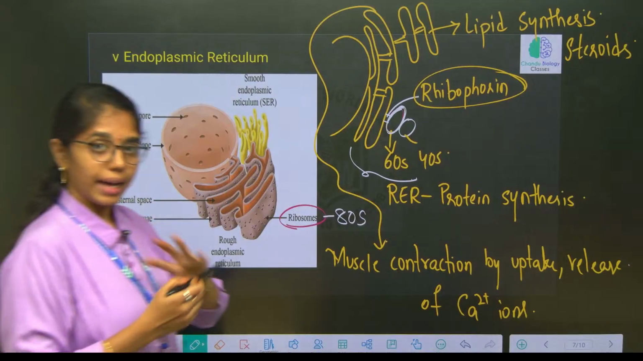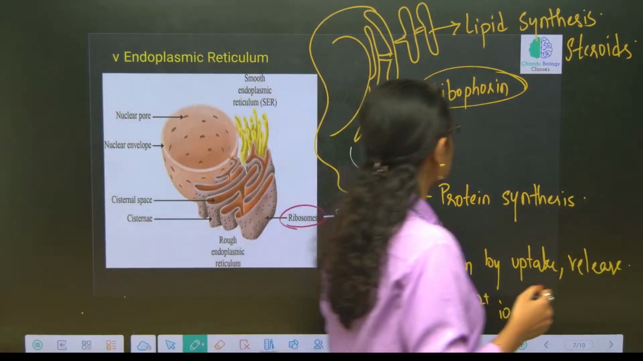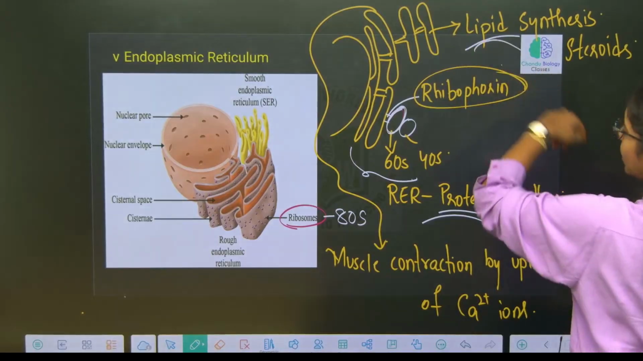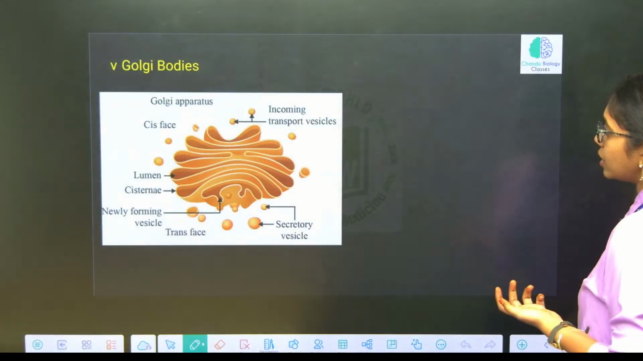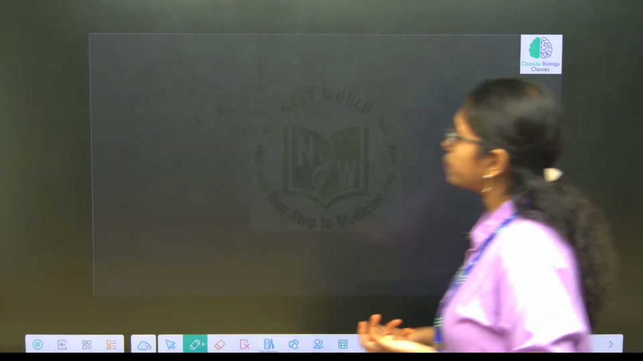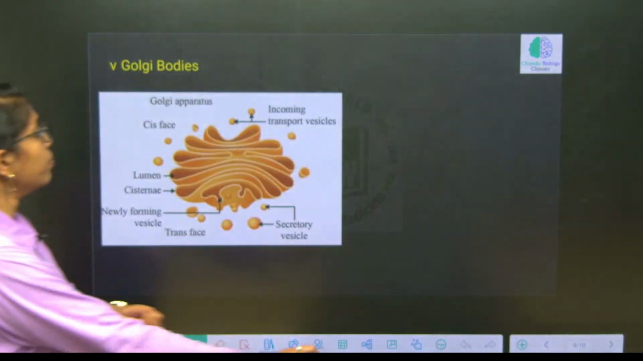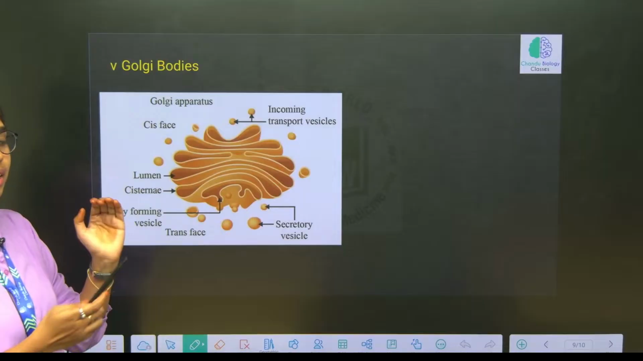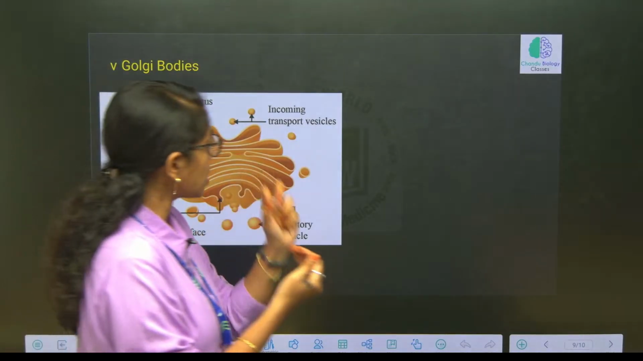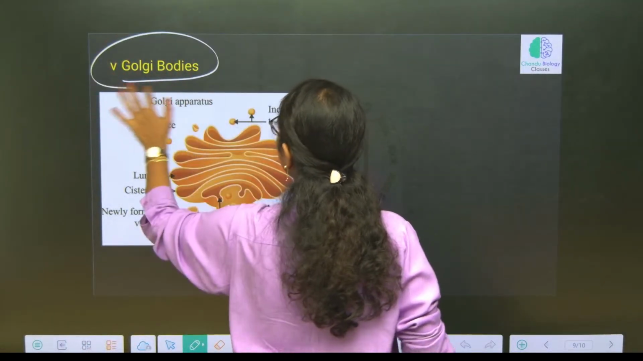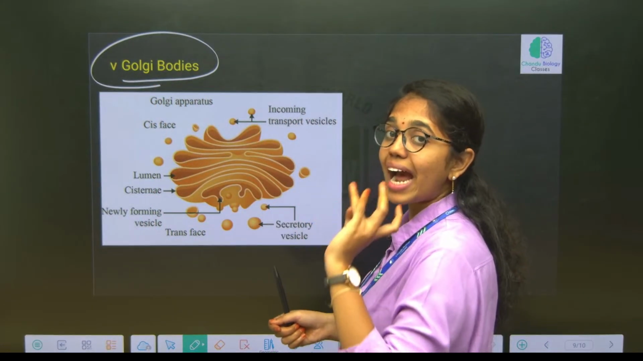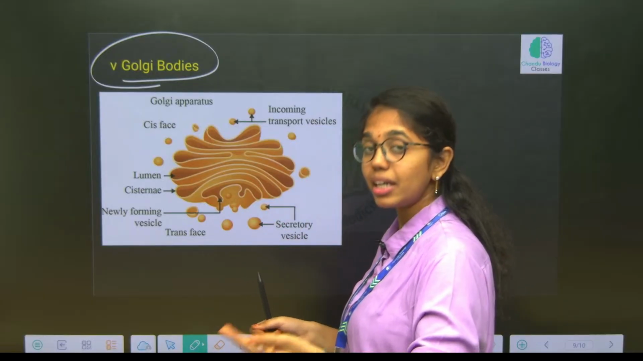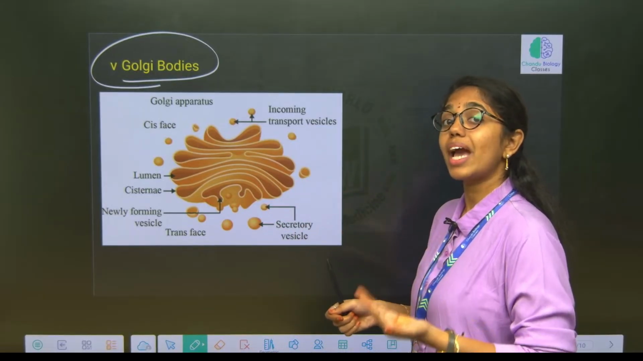Now both from the RER and SER, what are being synthesized? Proteins and lipids. These are naive proteins and lipids which are accepted by the Golgi bodies. From the endoplasmic reticulum to the cis phase of Golgi, the proteins and lipid molecules are being taken. First we will see the structure of the Golgi bodies, function of the Golgi bodies, in which cells Golgi bodies are absent, and in which cells they are excessively present.